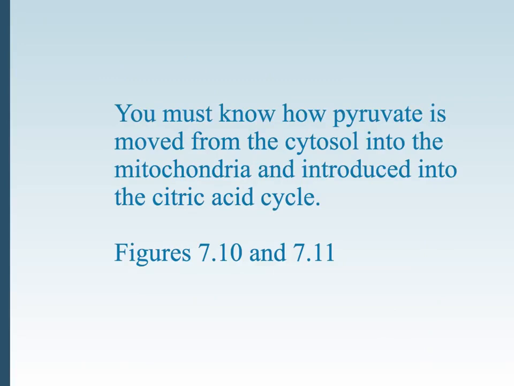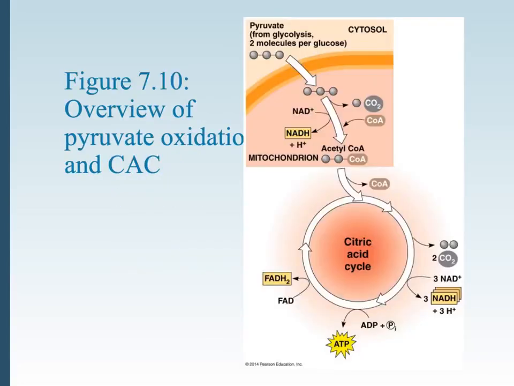You need to know how pyruvate is moved from the cytosol into the mitochondria and introduced into the citric acid cycle. So this is pyruvate oxidation. It looks like I covered up my N. This is pyruvate oxidation, and all that's saying is that here we have our pyruvate. This is the double membrane that is the mitochondria, and as it moves across that double membrane, we are actually producing our first molecule of CO2. So we're going from a 3-carbon sugar to a 2-carbon molecule. We're adding on a coenzyme called coenzyme A, producing what we now call acetyl-CoA.